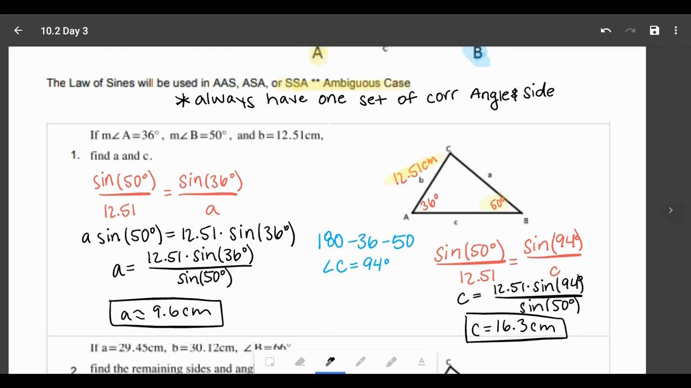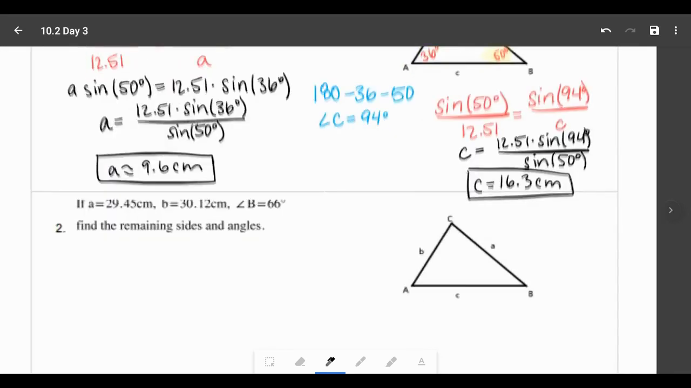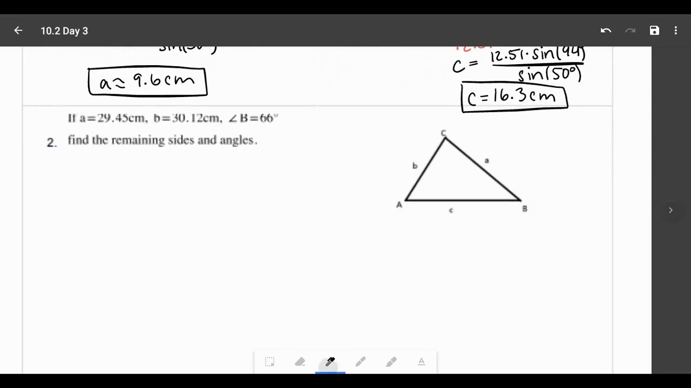Now, for a problem like number 2, again, I'm going to start by just labeling my diagram. I'm given that side A, that side B is 30.12, and angle B is 66 degrees. Okay, so we have that. We have to find the remaining sides and angles, so we must go through and find side C, angle C, and angle A.